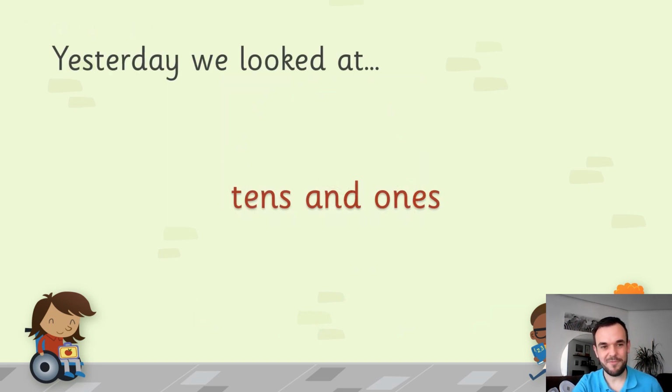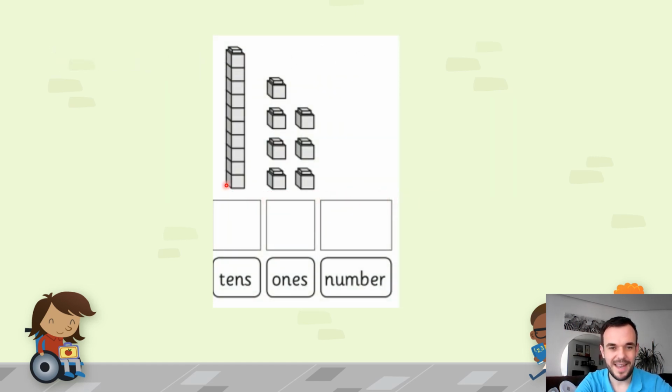So let's just quickly recap what we looked at yesterday. Yesterday, we looked at tens and ones, and we looked at how teen numbers are made up of tens and ones. Let's just quickly look at that again. Well, we said when we have 10 ones stacked up on top of each other, we can call this a 10. So this is a 10. And here are some ones.